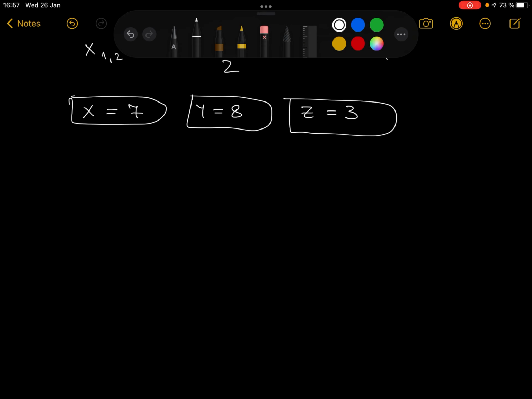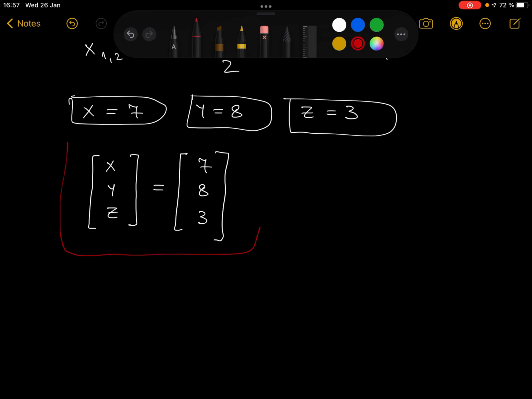So we will conclude by giving our answer also in a matrix form. So xyz is equal to 7, 8, 3. And that is our final answer to this problem.